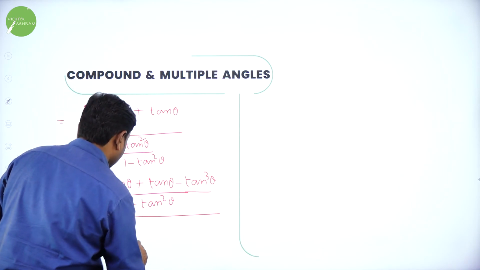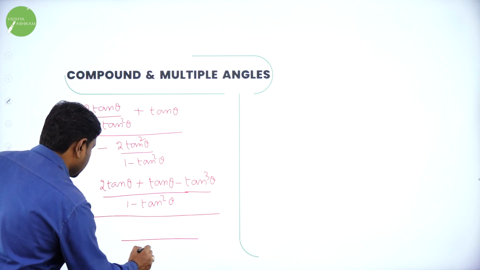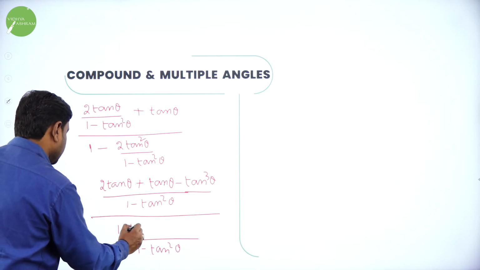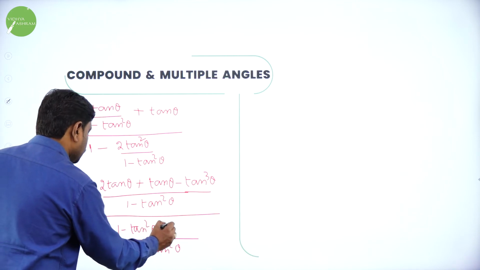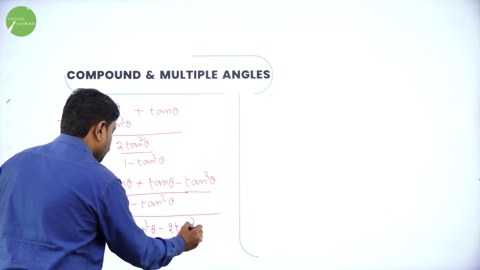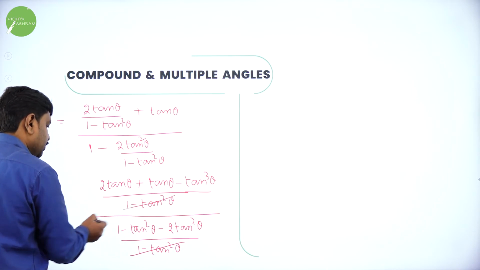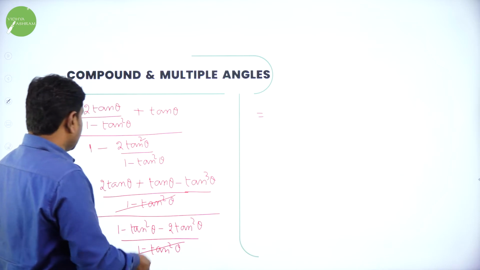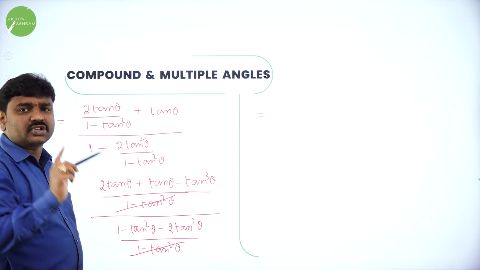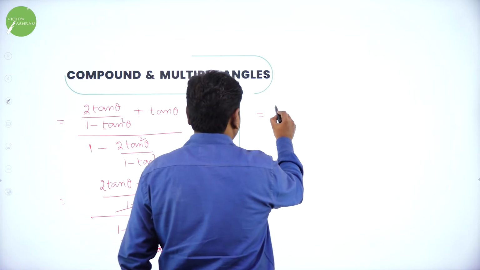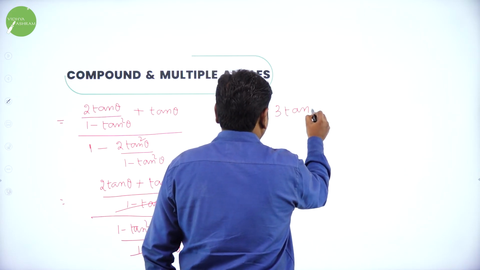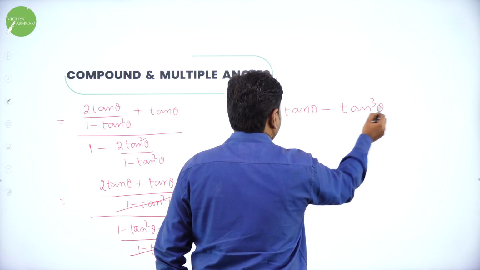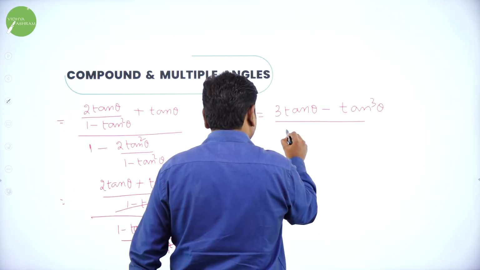whole thing divided by, again LCM is 1 minus tan square theta. Cross multiply, you'll get 1 minus tan square theta minus 2 tan square theta. So now I can cancel 1 minus tan square theta with 1 minus tan square theta. Whatever terms are left out, please simplify them. So now all of you know 2 tan theta plus tan theta, 2 plus 1 is 3. 2 tan theta plus tan theta becomes 3 tan theta minus we have tan cube theta, divided by, in the denominator we have 1 minus.